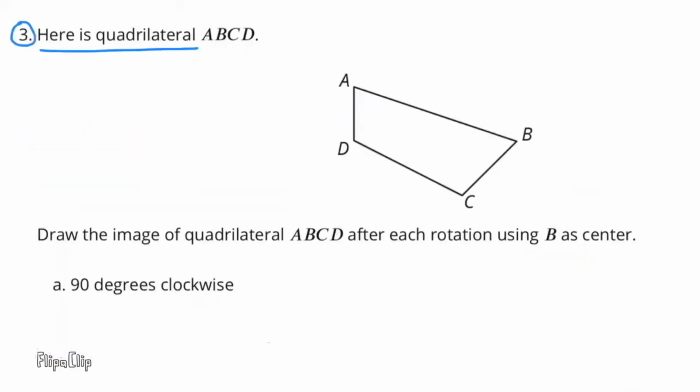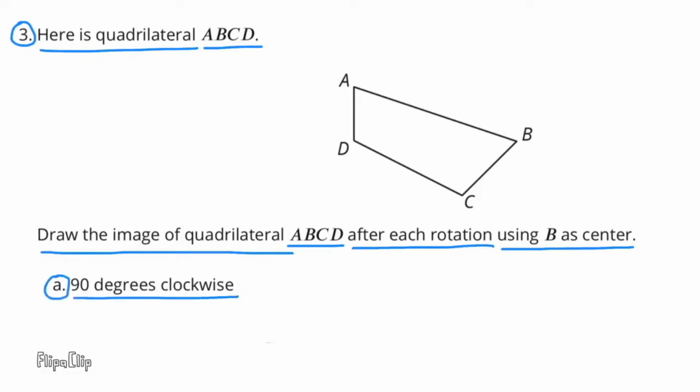Number 3. Here is quadrilateral ABCD. Draw the image of quadrilateral ABCD after each rotation using B as center. A, 90 degrees clockwise.